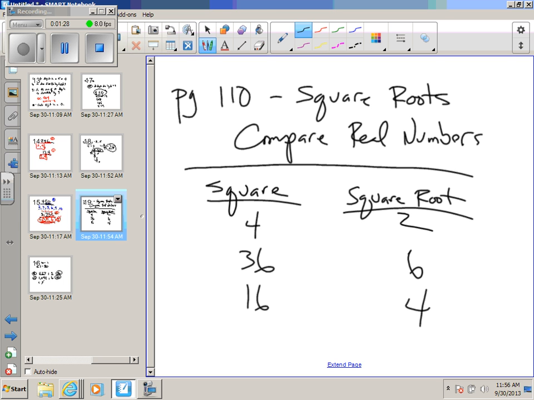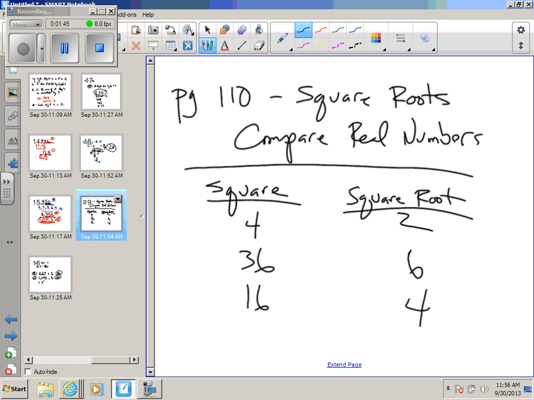Cubed roots. Not that we'll get into that. Like 8s. Right? That would be 2 to the 3rd, 2 times 2 times 2. Okay? All right.